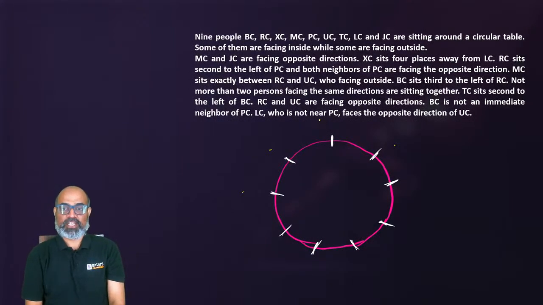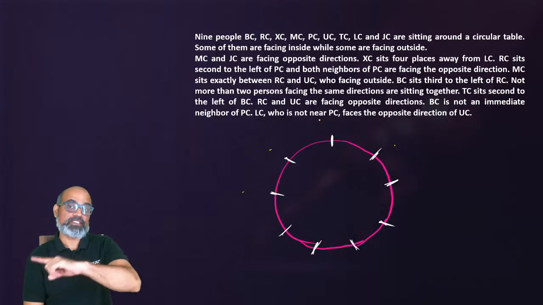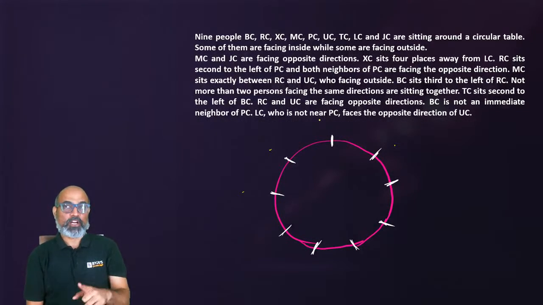B sits third to the left of R. So I hope you guys can understand why I am not starting with B sits third to the left of R, because depending upon where R is facing, the third will be a different scenario, you know?